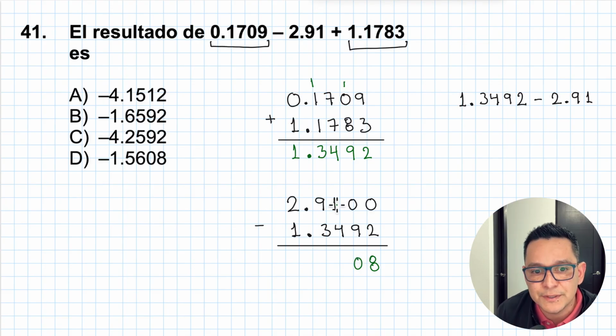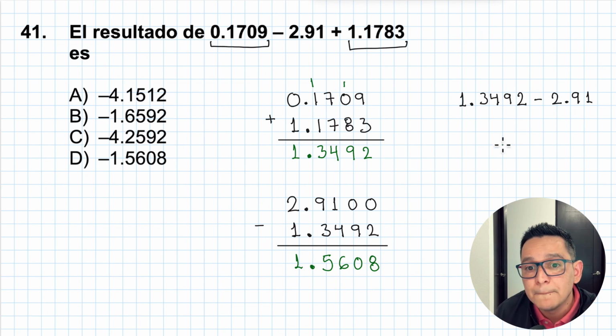This one here already lent, so it becomes 0. It's not enough, so it borrows, and becomes 10. 10 minus 4 is 6. This one here now became an 8. 8 minus 3 is 5. We bring down the decimal, and 2 minus 1 is 1. Careful, the result of this subtraction is 1.5608. But that wasn't the operation I had to do, right?